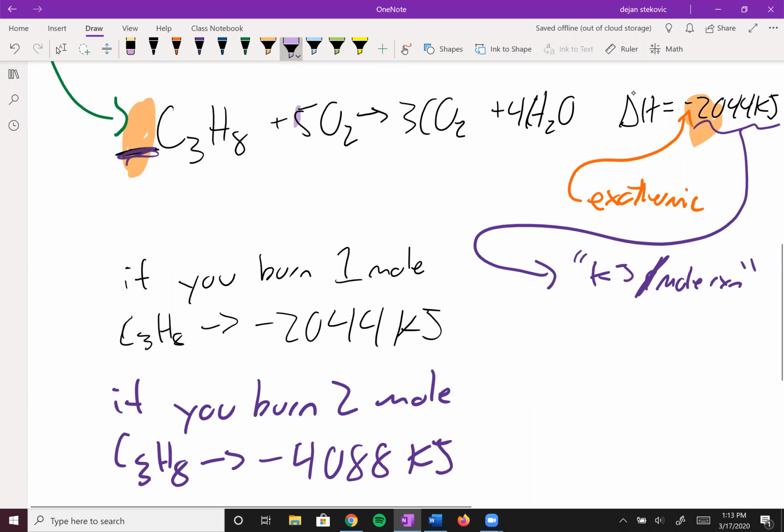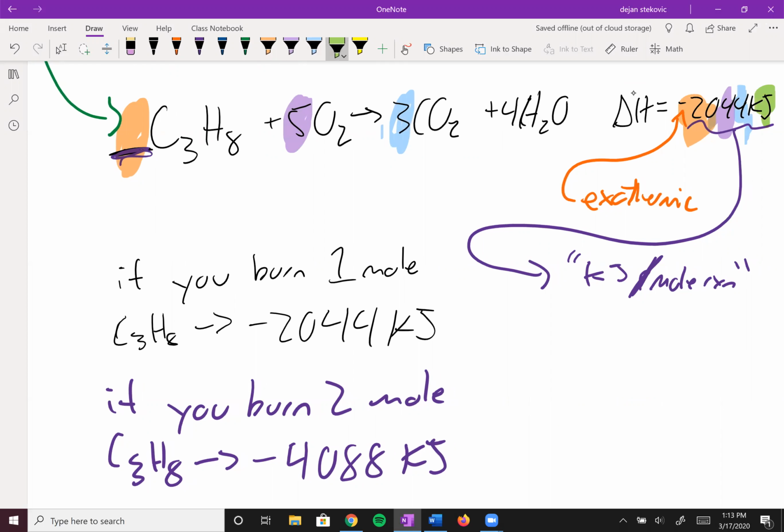And again, you don't have to be asked for one thing, you can be asked for any of them, but you just have to take a look at the coefficients. So to get this much energy out, you need to burn 1 mole of C3H8, 5 moles of O2, and you'll produce 3 moles of CO2 and 4 moles of H2O.